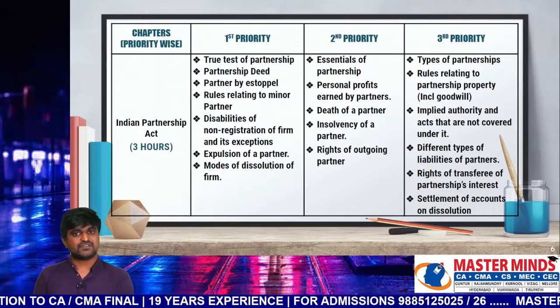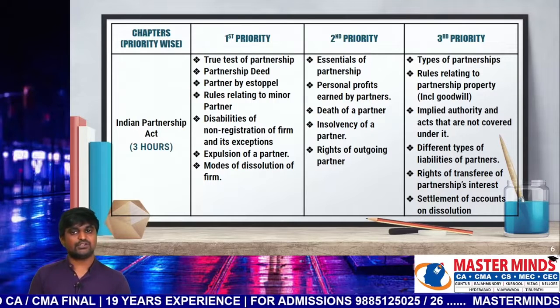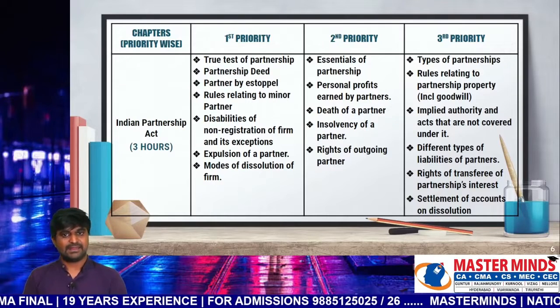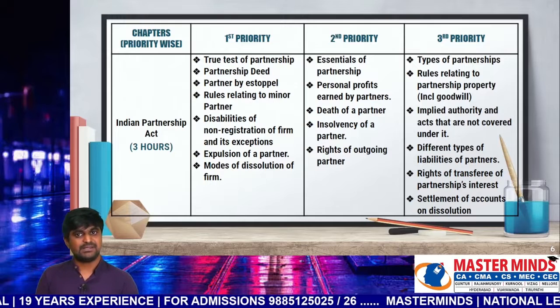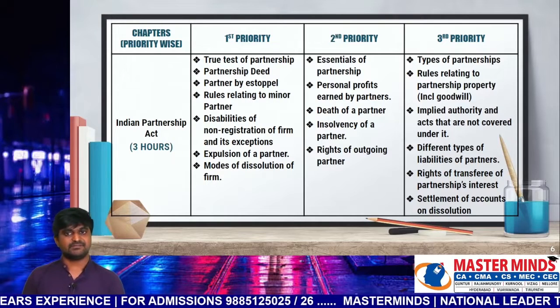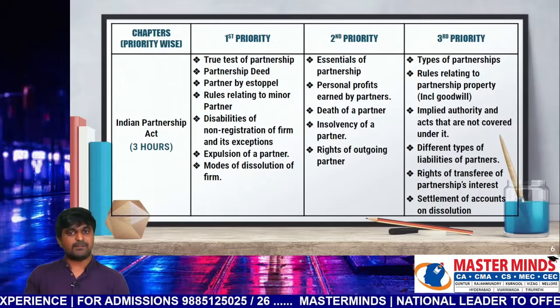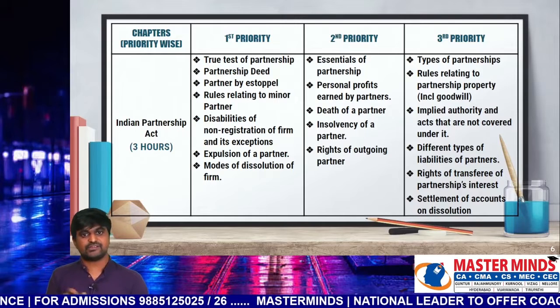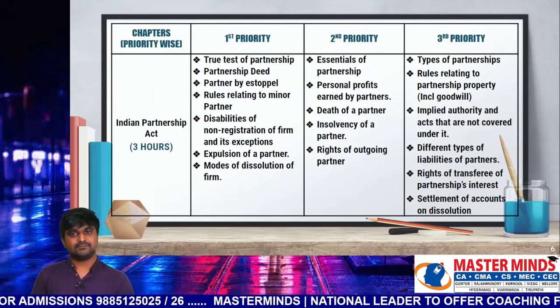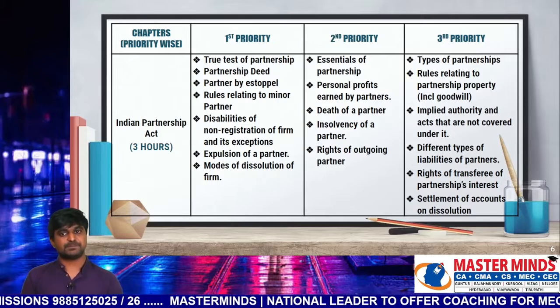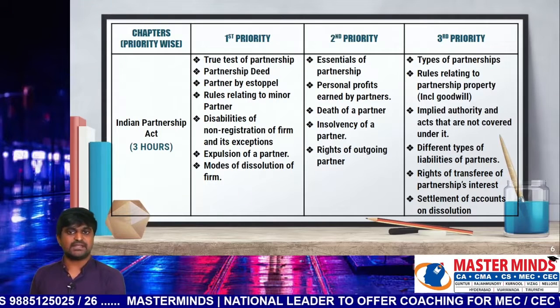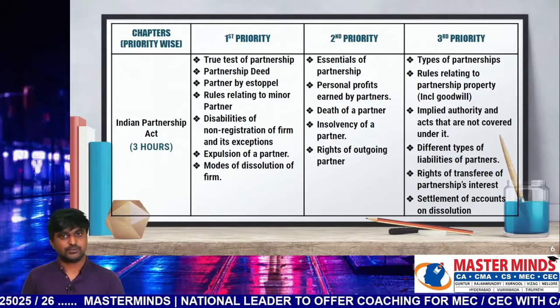After completion of first priority concepts, you need to focus on second priority. Again, come to Indian Partnership Act and complete second priority concepts. Then go to the next chapter. After completion of all second priority concepts in all chapters, then again come to Indian Partnership Act and finish third priority concepts. Like that you need to prepare.